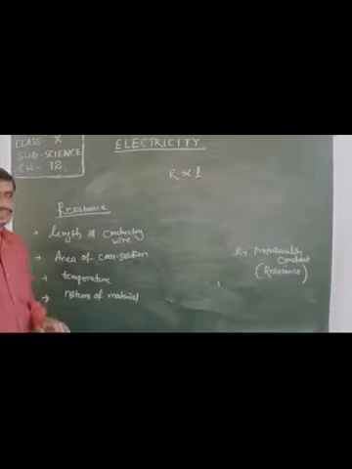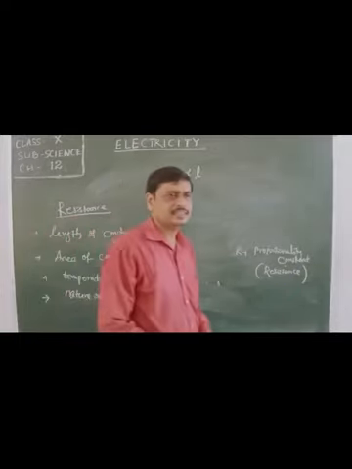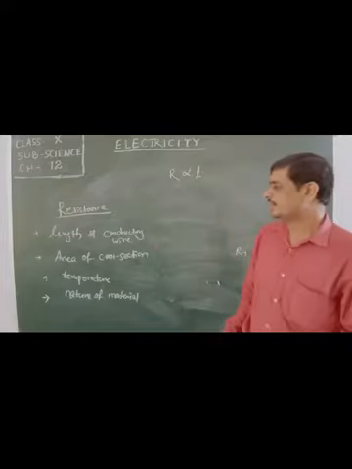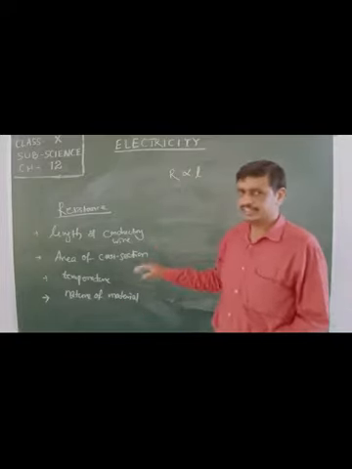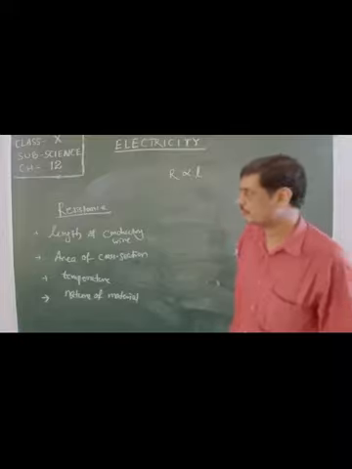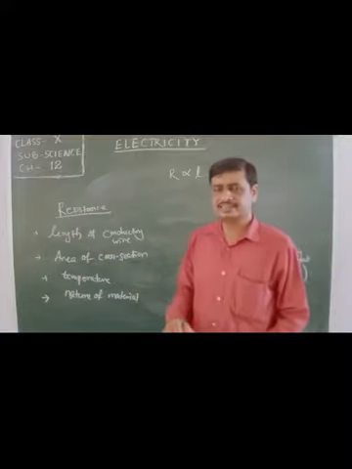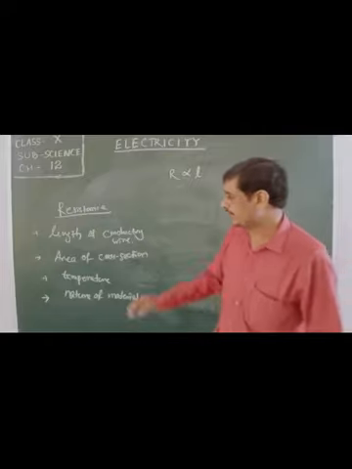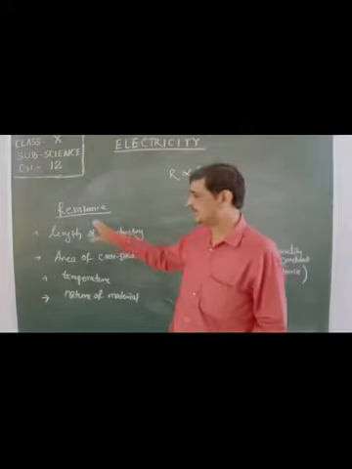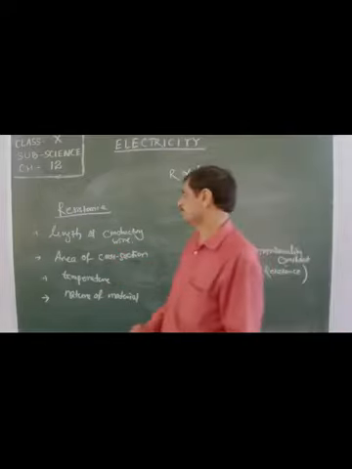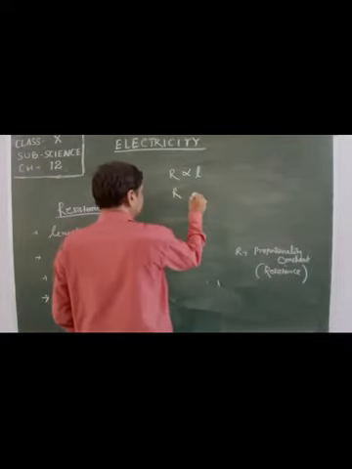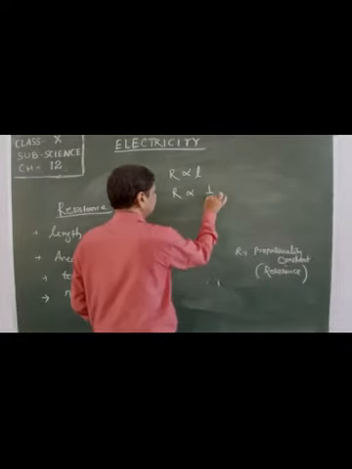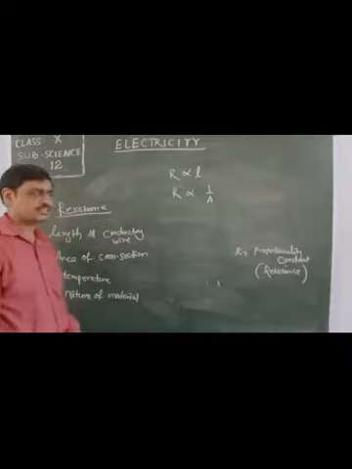Next, area of cross section. Area of cross section means the thickness of the conducting wire. If the thickness of the conducting wire is more, it offers less resistance in the conductor. So area of cross section and resistance are inversely proportional. Resistance and area of cross section are inversely proportional to each other.